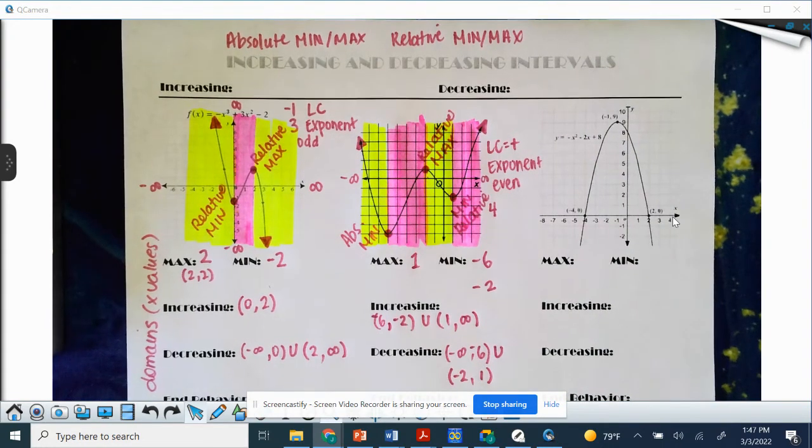All right, so I challenge you to stop and pause the video, because this is a quadratic, our third one, and see if you can do it. See if you can figure out your max, your min, and increase and decrease. Or maybe just focus on increase and decrease. But give it a shot. I bet you can answer it.